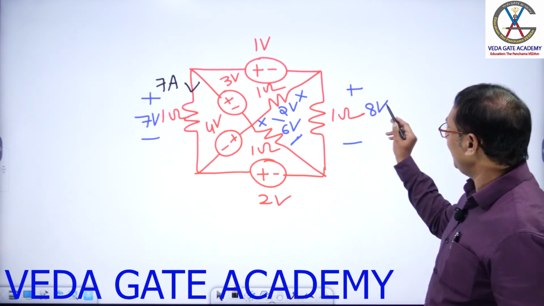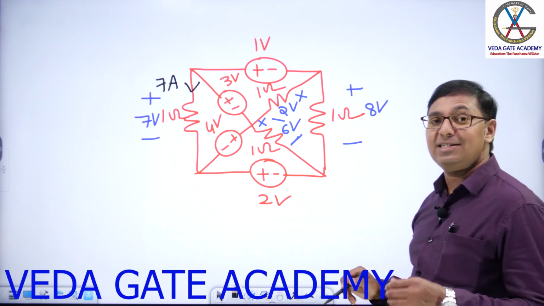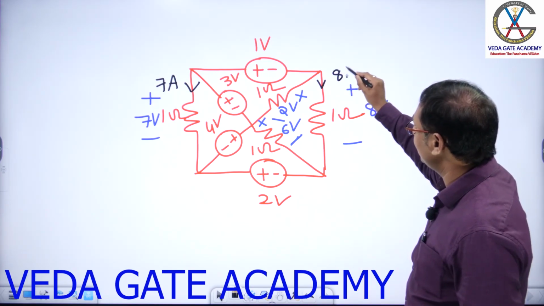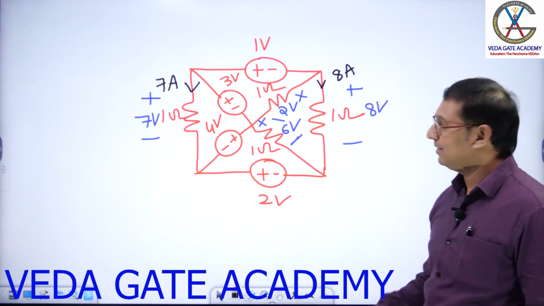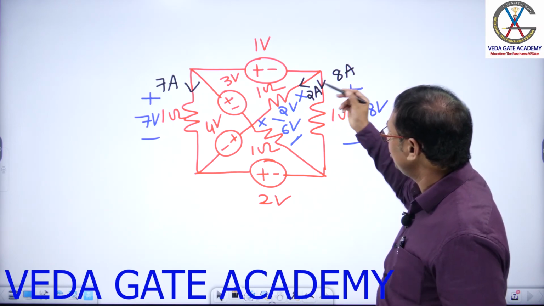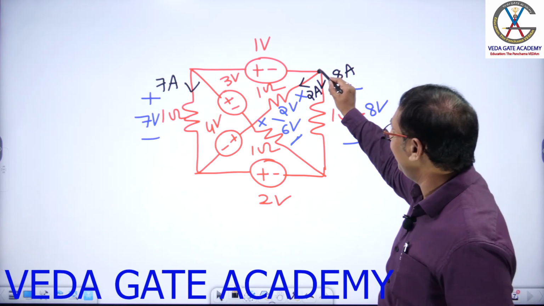Done, sir. Now apply Ohm's law here. 8 and 1. Resistor, energy dissipating element or energy delivering element? Energy dissipating element. Current enters at the positive terminal. What is the current here? 8 amperes. Next, here, sir. 2, 1. What is this current, please? 2 amperes.